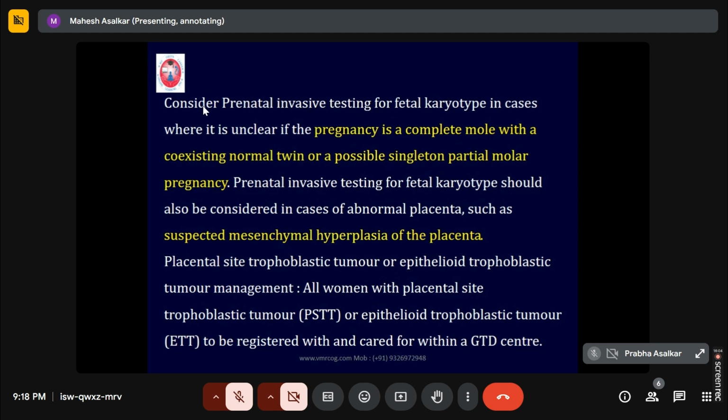Now consider prenatal invasive testing for fetal karyotype in cases where it is unclear if the pregnancy is a complete mole with a coexisting normal twin or a possible singleton partial molar pregnancy. Suppose you have a fetus and there is a mole, whether it is a twin pregnancy with one fetus and the other as a complete mole, or whether it is a singleton partial molar pregnancy. If you are not clear, then you have to do the fetal karyotype. Is it clear?